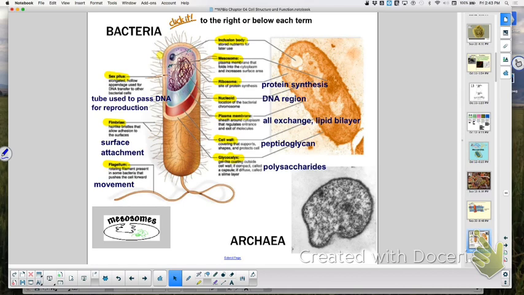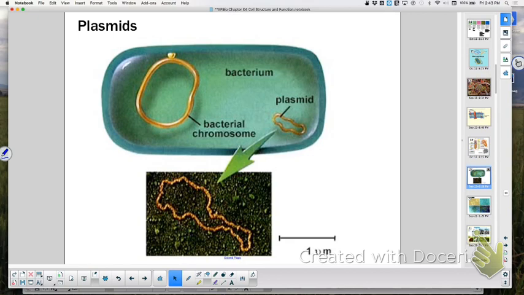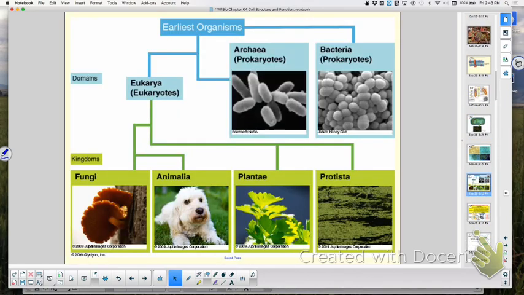They also have little extra pieces of DNA, little extra rings of DNA. Do you remember what those are called? Starts with a P. You're going to genetically engineer them. Plasmids. We're really glad our test isn't Monday, okay? Plasmids.